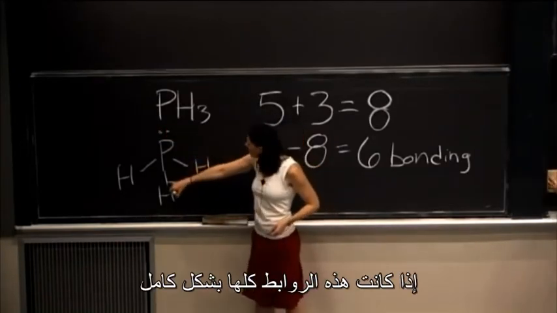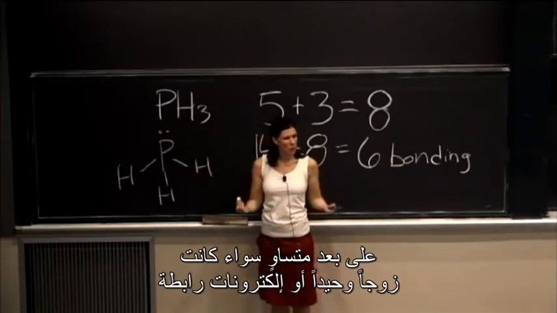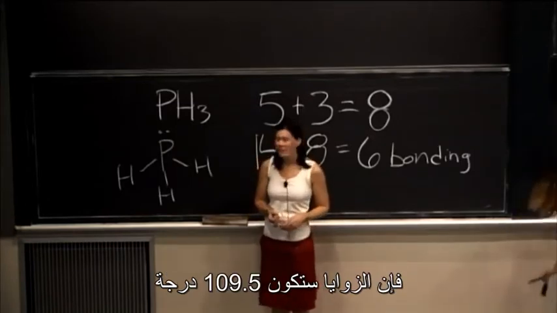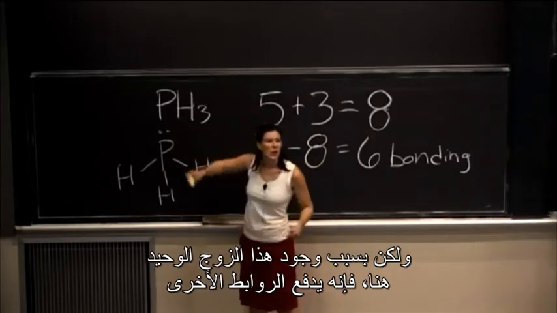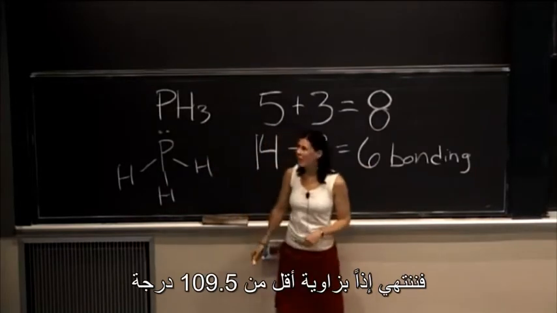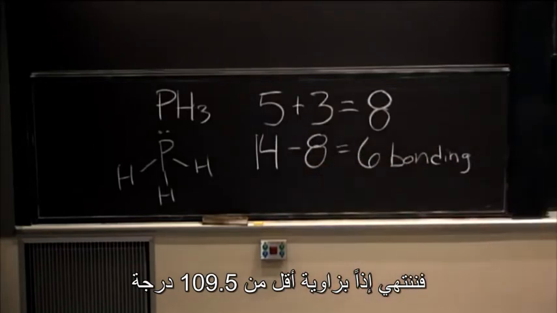If these bonds were all completely of equal distance apart, whether it was a lone pair or bonding electrons, the angles would be 109.5 degrees. But because there's this lone pair here, it's pushing down on the other bonds, so we end up with an angle of less than 109.5 degrees.